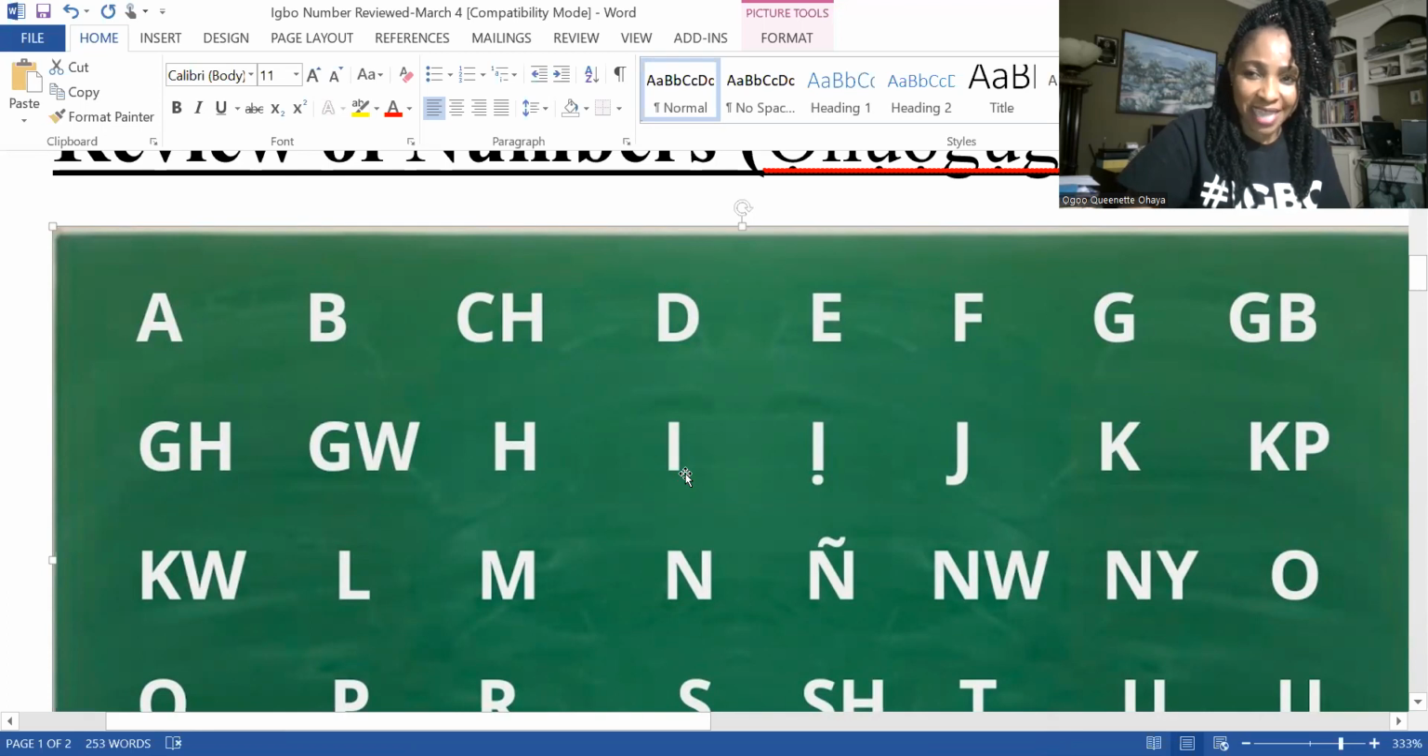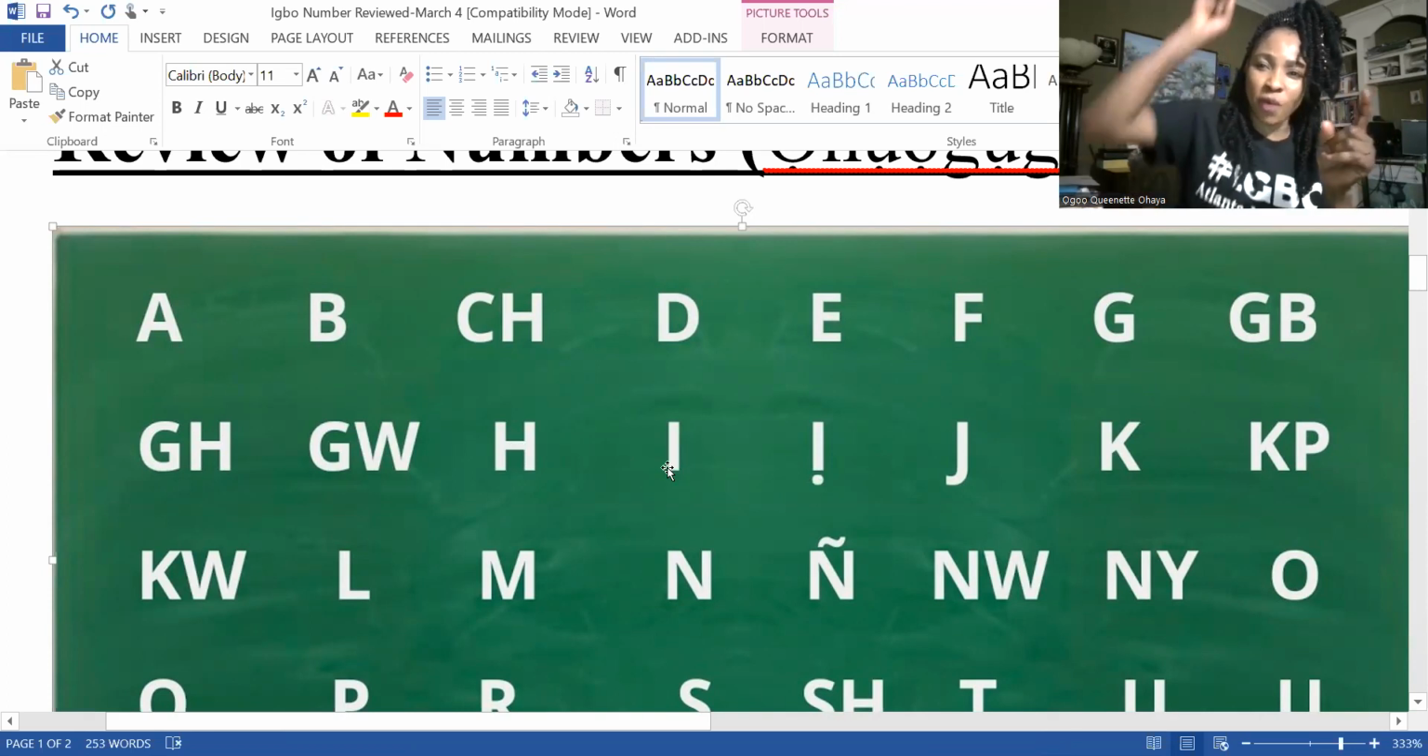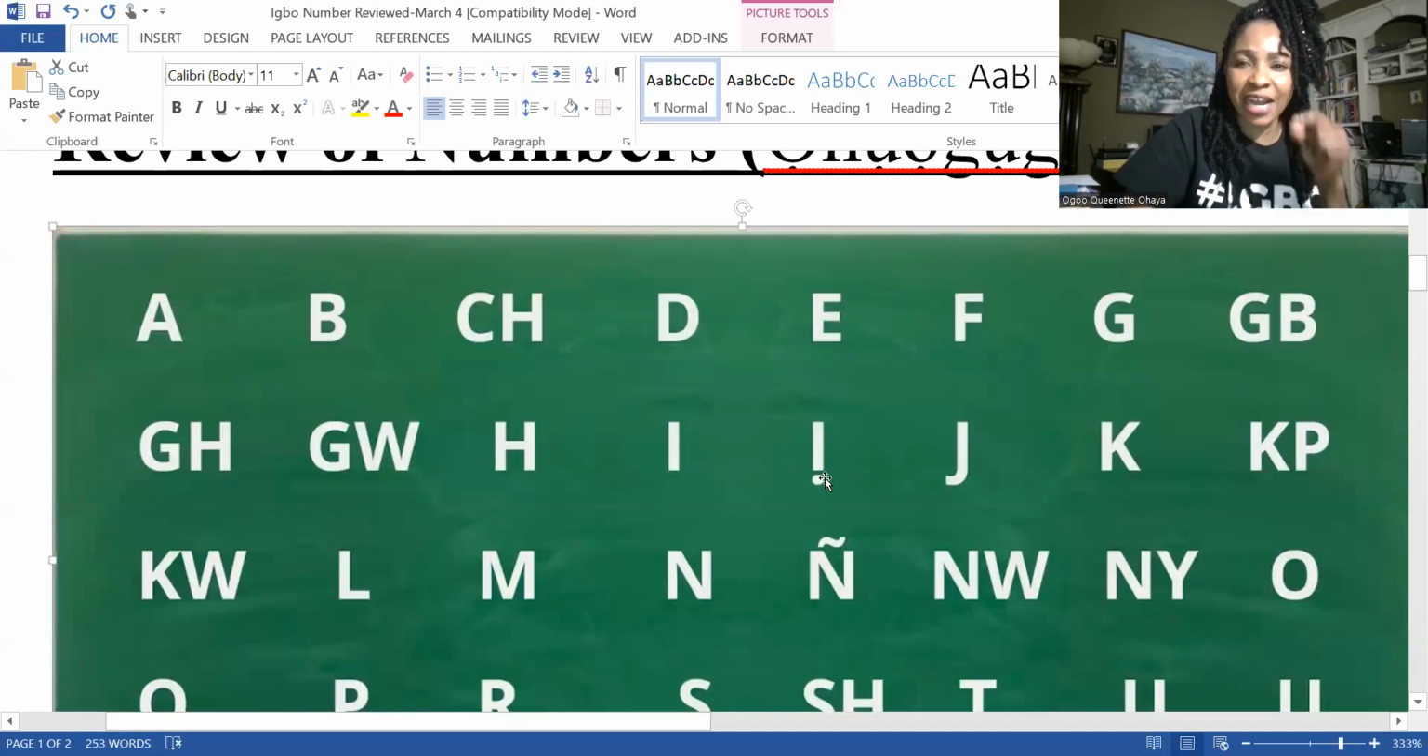Now, this is the first I. We have two I's. The first I, they are all in capital letter. The first I with just one dot on top, and the second I with a dot underneath. You see the N with a hyphen on top or a dot.